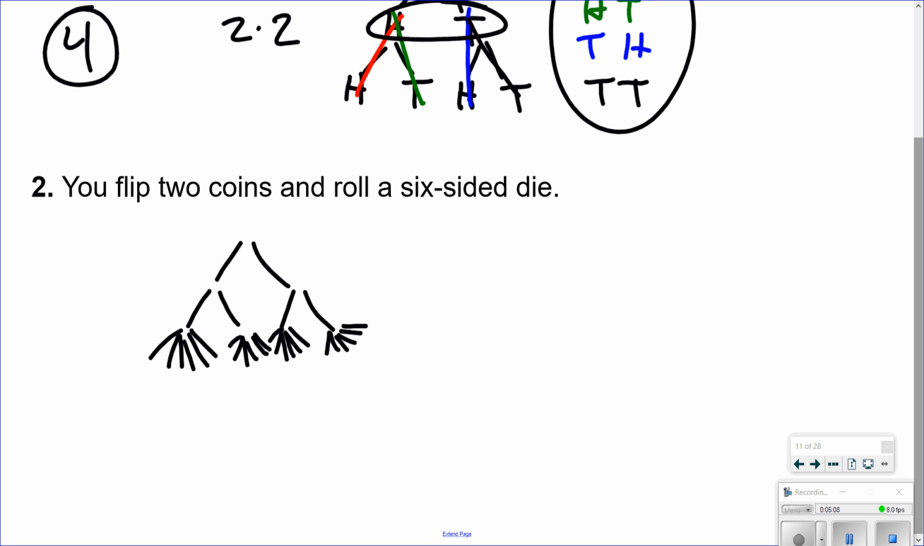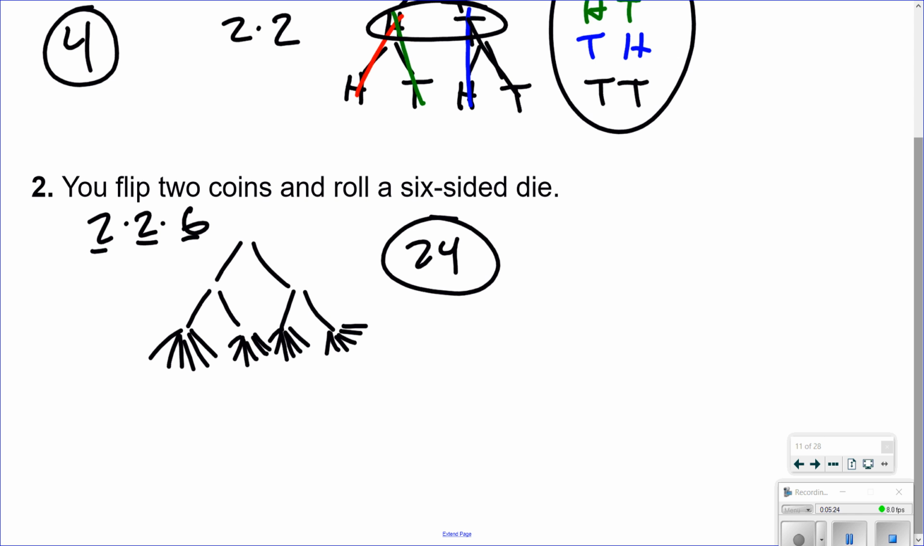So to count it, there's 6, 6, 6, 6, so 24 possible outcomes. Or if you look at it, you flip a coin, there are 2 outcomes. Flip another coin, there are 2 outcomes. Roll a 6-sided dice, there are 6. 2 times 2 times 6 gives you a total of 24.